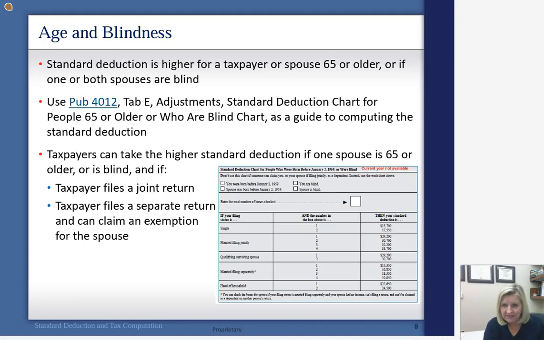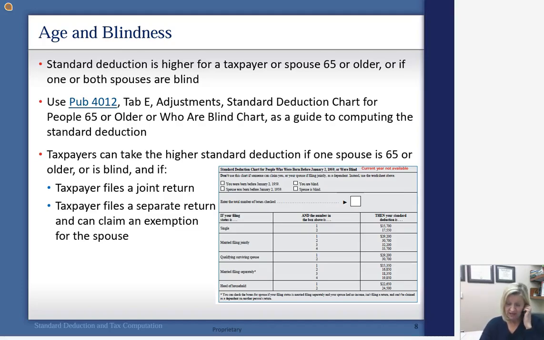All right, so the standard deduction for taxpayers who are, or whose spouse is, 65 or older, or if one or both spouses are blind, is a little bit more. Again, the IRS did not get this chart updated. This is from 2024. So just as an example, if you are married filing jointly and one of the boxes is checked, then your standard deduction is $31,600. This chart shows it as $29,200. That was from last year.